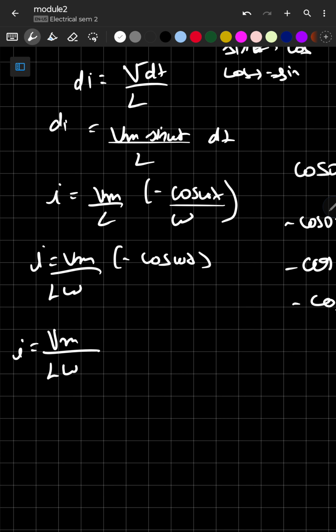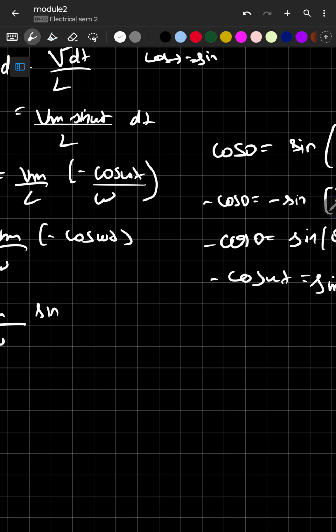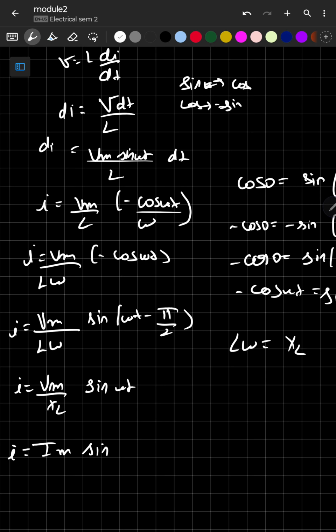Vm by L omega times, what did I say? Sine of omega t minus pi by 2. So this L omega equals to XL. So I equals to Vm by XL sine omega t. This is basically the I equals V by R format. So I equals to Im sine omega t, where Vm by XL is basically the Im.